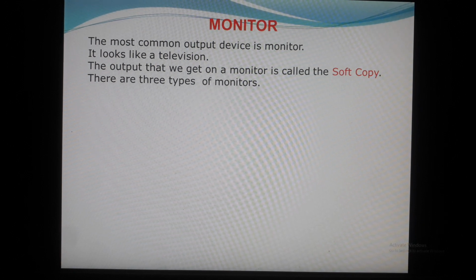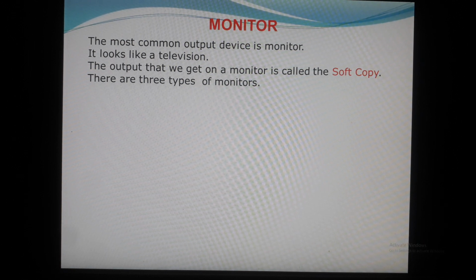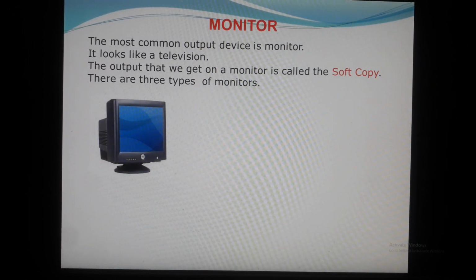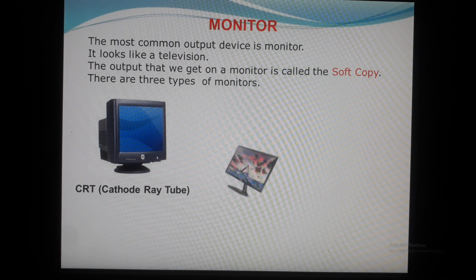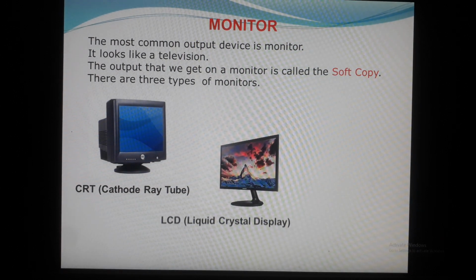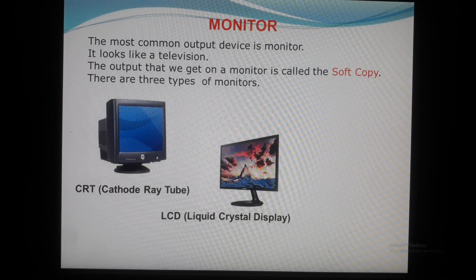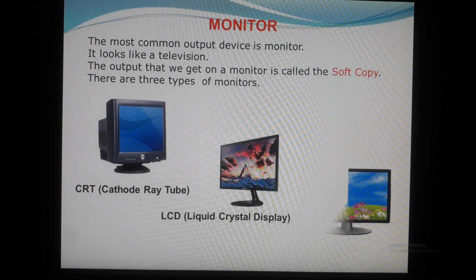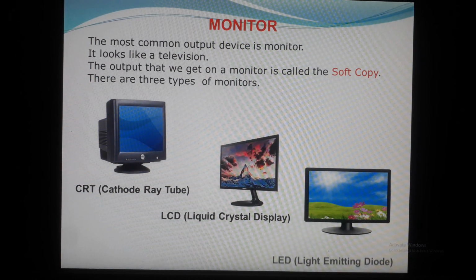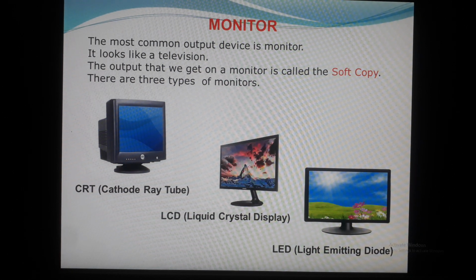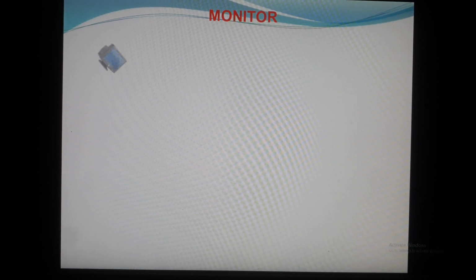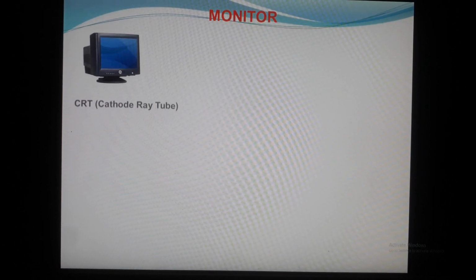So basically there are three types of monitors. They are CRT, or we may call it a cathode ray tube. Next is LCD, that is liquid crystal display. Then comes LED, or light emitting diode. Now let us discuss these three types of monitors one by one. First, let us start with CRT.